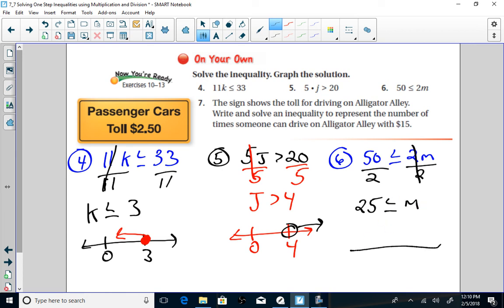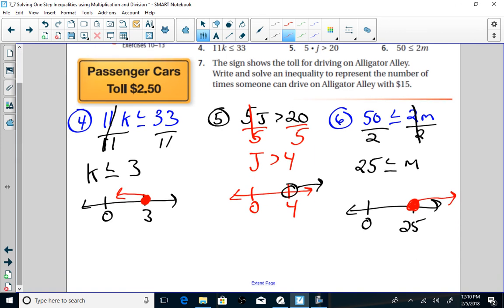I see that it's a reversed inequality because my variable is on the right side of the inequality symbol, but I still find 0 on the number line, and I know 25 is to the right of 0. Right? It's going to be a closed circle, right? Because it's less than or equal to, but because it's a reverse inequality, my solutions are going to be to the right of 25 on that number line. All right? Let's look at number 7.